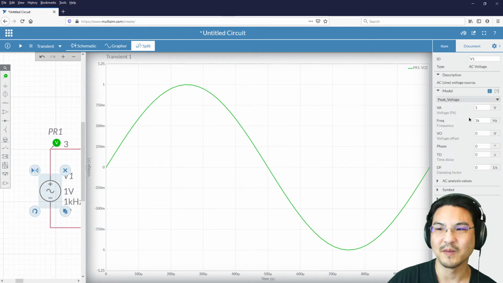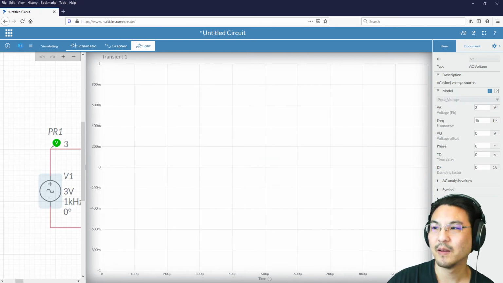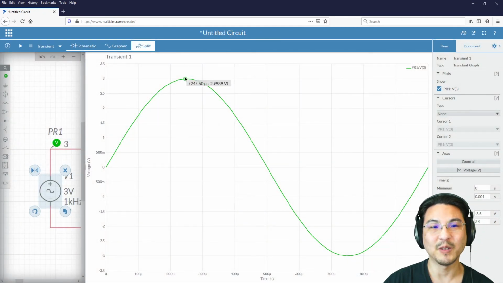Here. So if I say this is 3, and I run it again, then it's a sinusoid. The amplitude is 3, so it's plus 3 and minus 3.